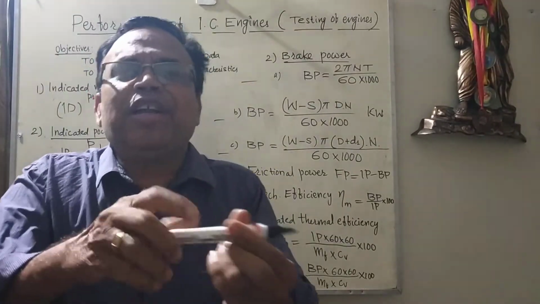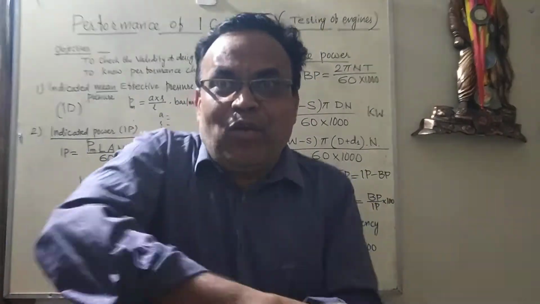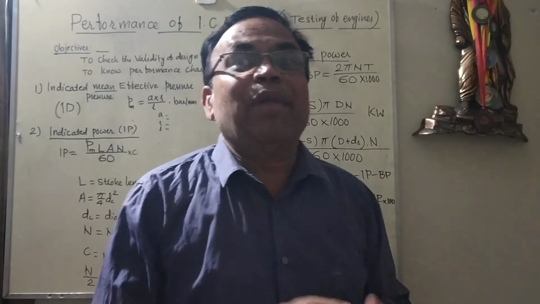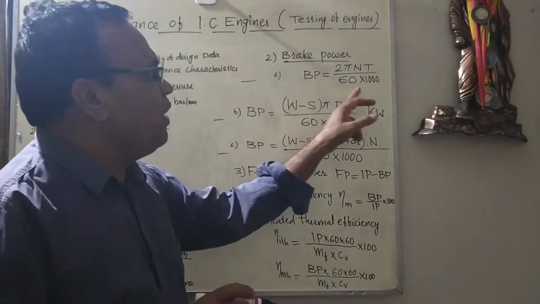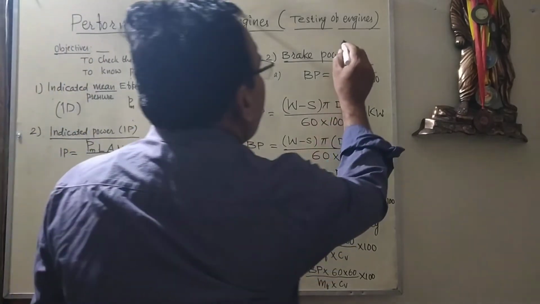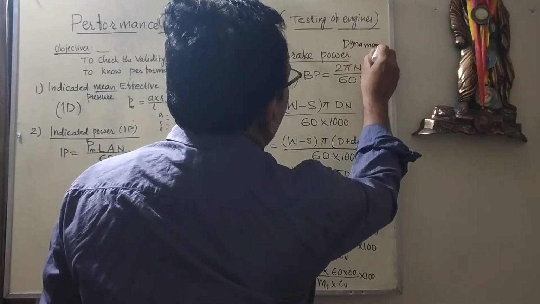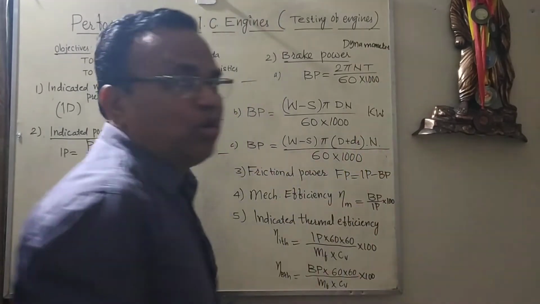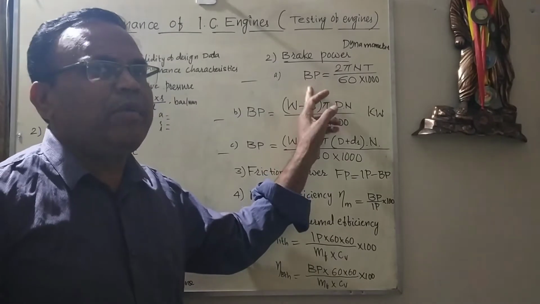If the shaft is rotating continuously, we hold it. How much force is required? We can calculate that, and that gives the brake power, using a dynamometer only. Remember this: not dynamo, dynamometer. A dynamometer is a mechanical device used for measuring the brake power available at the engine crankshaft.